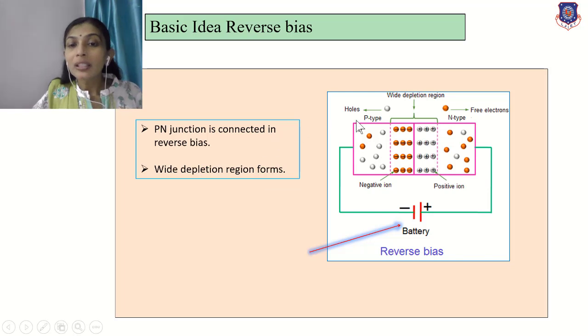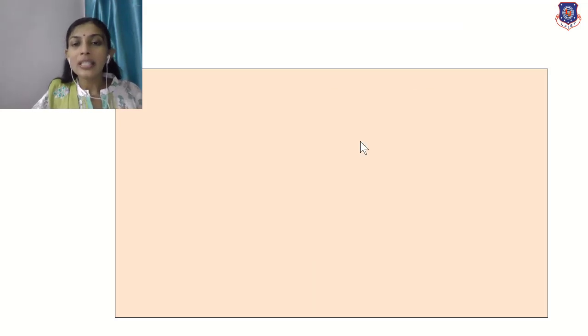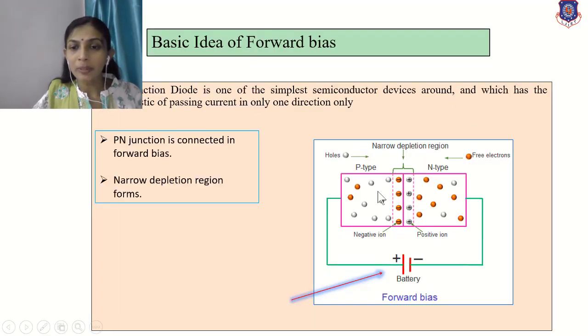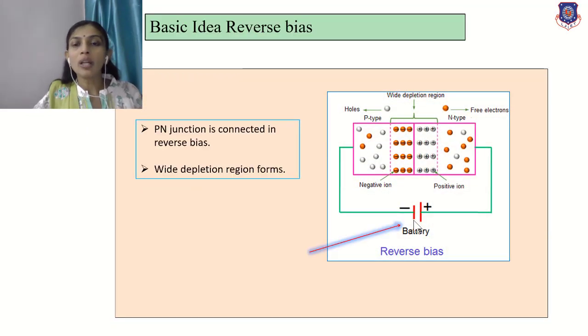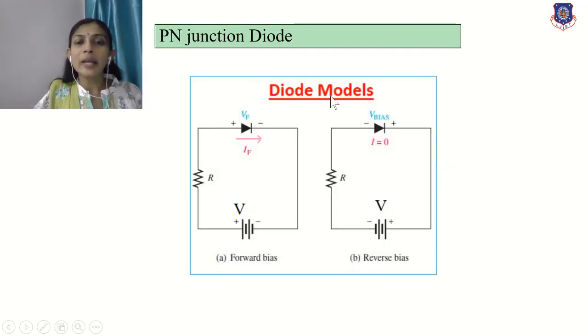Now let's put the PN junction diode symbol in place of this construction diagram. These are the construction diagrams for the forward bias and reverse bias. I am connecting the diode symbol in place of the construction diagram. So these are the diode models for both cases, forward bias and reverse bias. This is the battery connection with respect to the symbol. Always remember this is the symbol of the PN junction diode.